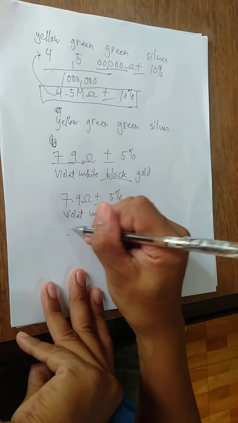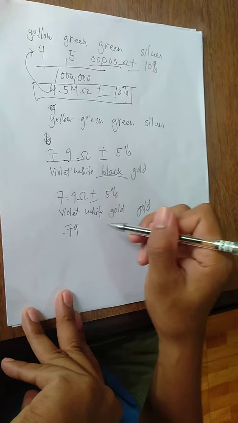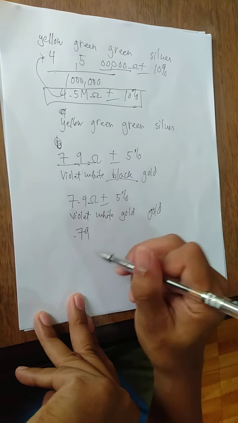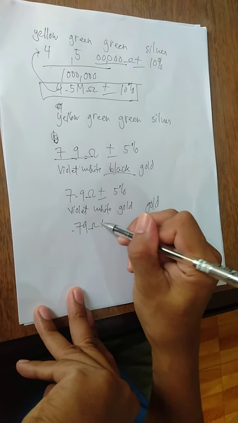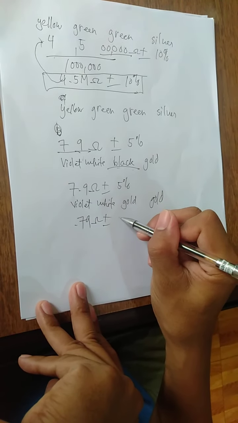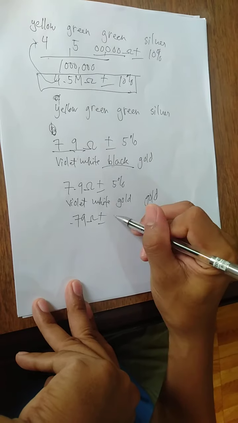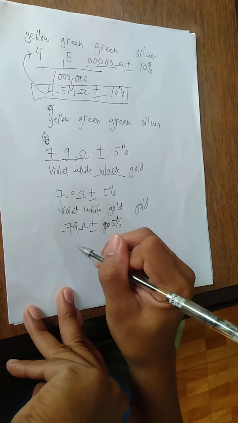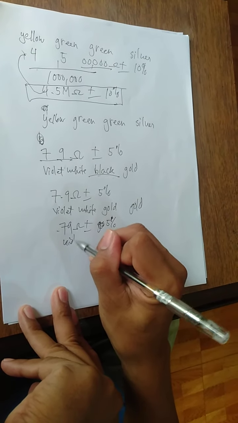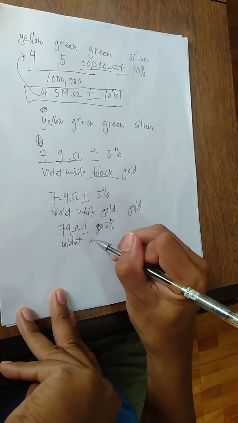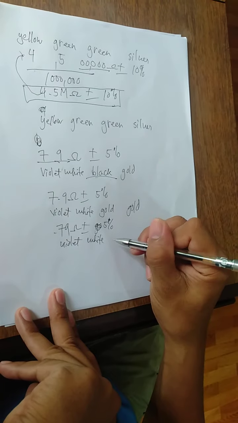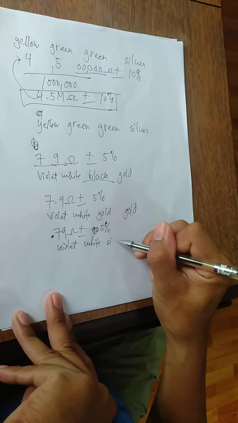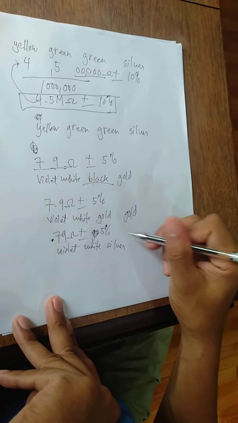How about if it's 0.79? The third band is silver. So this is 5%. So this is violet, then 9 white, and then this is 0.79. So third band is silver, and then gold.